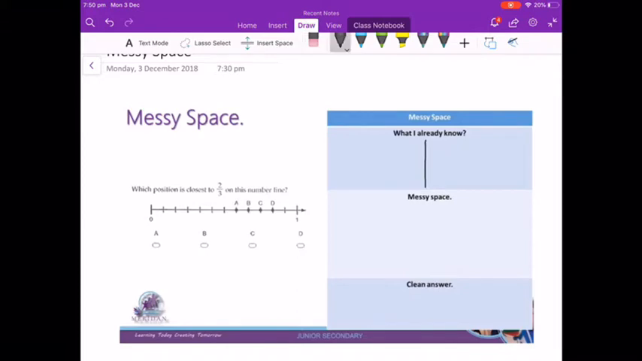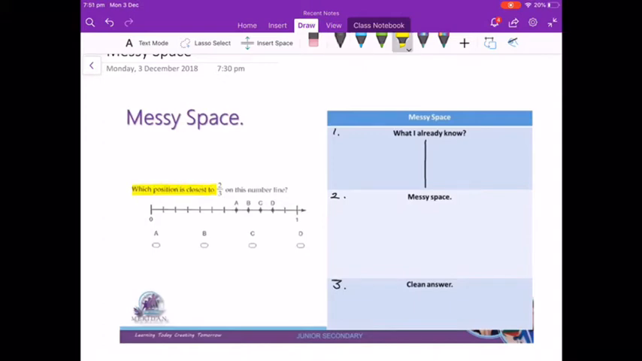Now, messy space is made up of 3 phases. Phase 1 looks at what I already know and what I need to know about the problem. Phase 2 is called messy space. This is when you devise a plan, you may choose a strategy, and then you'll test it out. In other words, it's where we get messy. And our third phase is when we come up with a clean answer or a solution that is both reasonable and can be justified. So I'm going to start by reading the question.